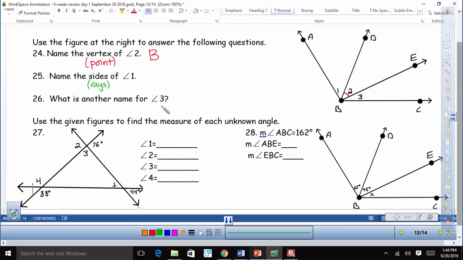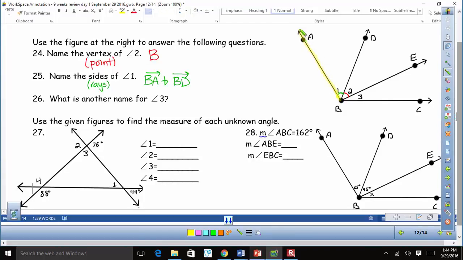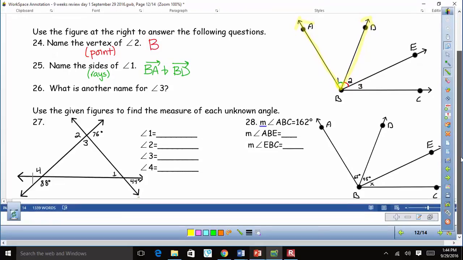If it's a ray, then it has to be written a certain way. Can somebody tell me what one of the rays of angle 1 would be? BA. And the other one would be BD. You always start from the endpoint and go out in the direction of the arrow, because where the arrow is going, it keeps going forever. Same here, we'd start at B and go out to D.